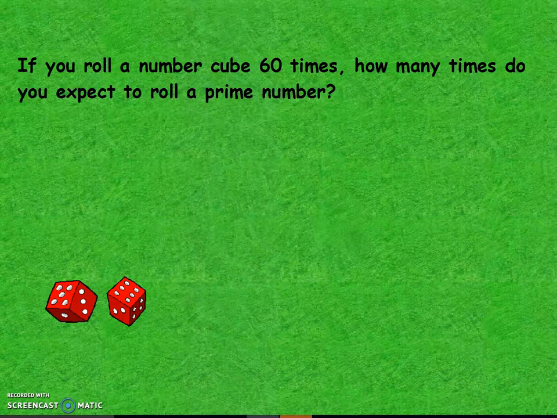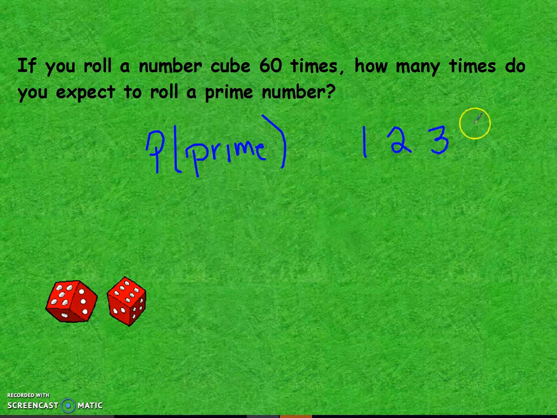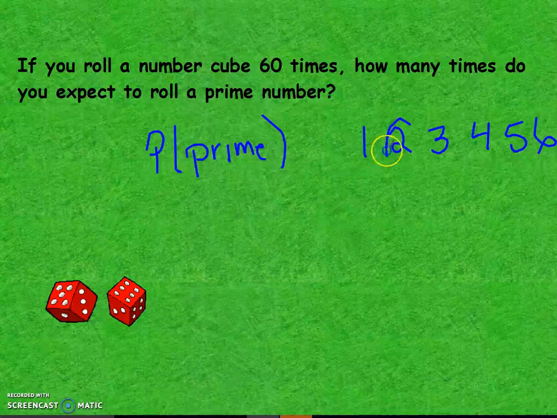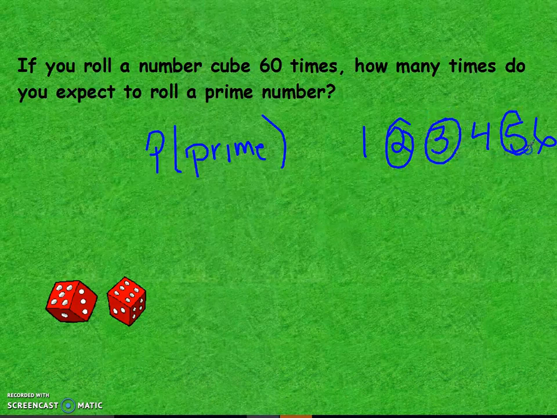All right, if you roll a number cube 60 times, how many times do you expect to roll a prime number? So we want our prime numbers on a number cube. Remember, our options on a number cube are 1, 2, 3, 4, 5, and 6. Our prime numbers are 2, 3, and 5. Remember, 1 is not a prime number because by definition, a prime number has to have 2 factors, a number times itself and 1. 1 only has 1 factor.